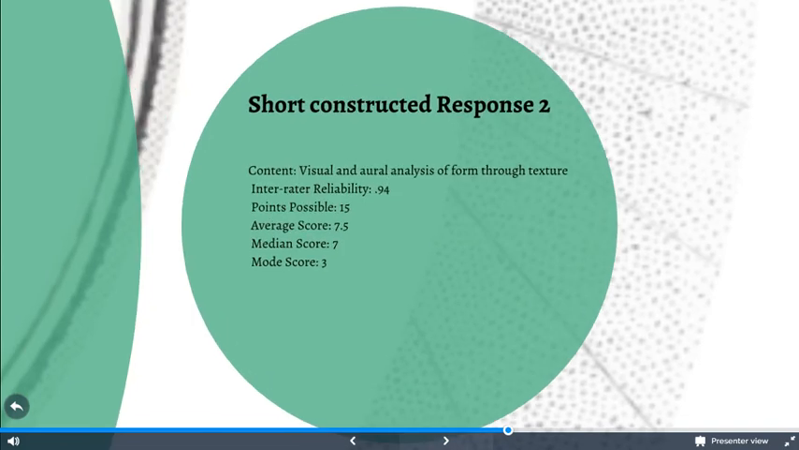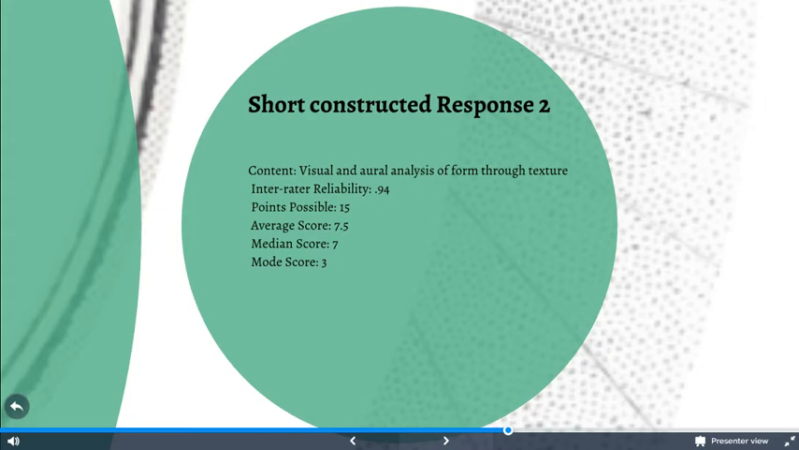Our second short constructed response had students visually and orally analyze form through the use of texture. And we had, again, for this question, our 2 audio samples and the corresponding form charts. And students had to provide evidence both from the recordings and these charts about which of these pieces of music did a better job of representing binary form.